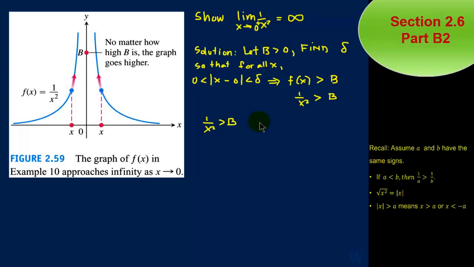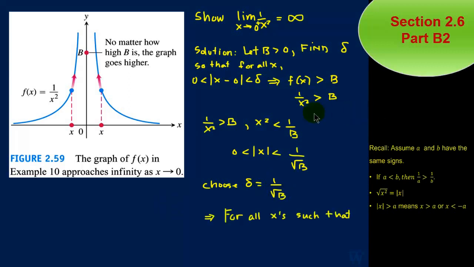Taking the reciprocal of both sides would reverse the inequality, so x squared now is less than 1 over B. Taking the square root of both sides, we see that x is less than 1 over the square root of B. Notice that this is the inequality that we want to satisfy. So our choice of delta would be 1 over the square root of B. If we choose delta to be equal to 1 over the square root of B, then for all x such that the absolute value of x is less than 1 over the square root of B, it implies that 1 over x squared will be greater than B.